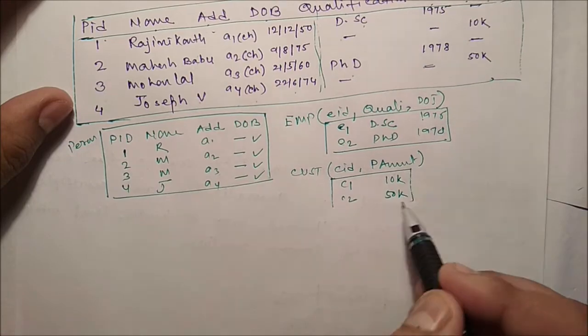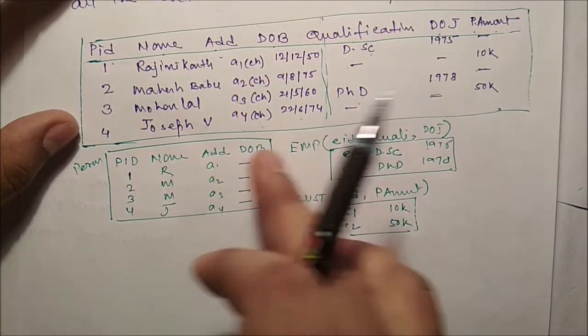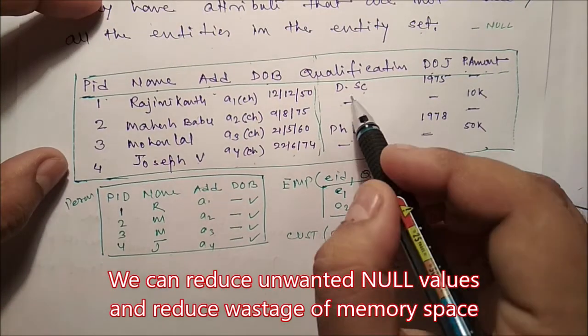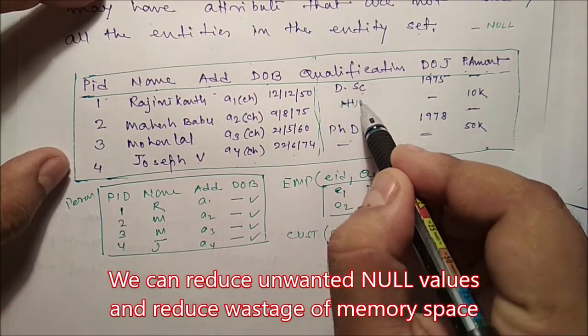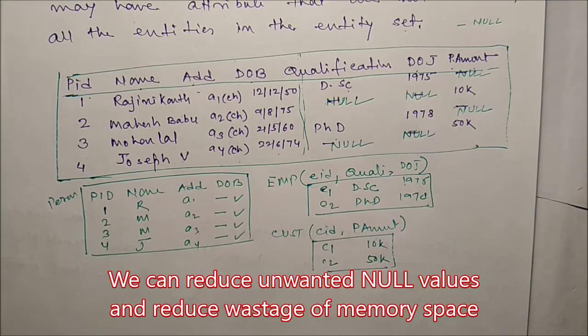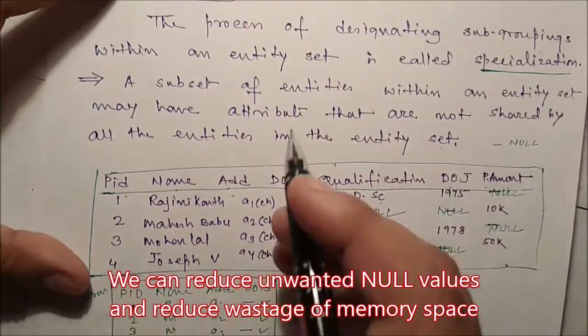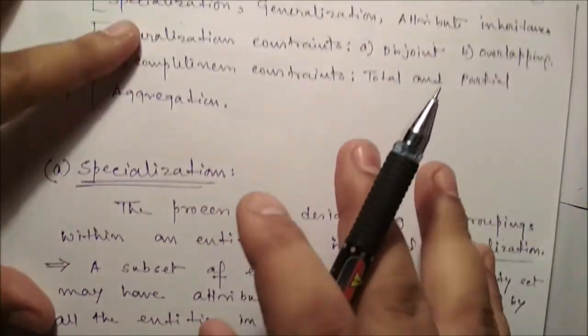Are you getting this one? So this particular information we divide into three. If you divide this into three parts, we avoid unnecessary null values here. The question is how we represent this in an ER diagram. We represent it in the ER diagram using the extended ER feature.